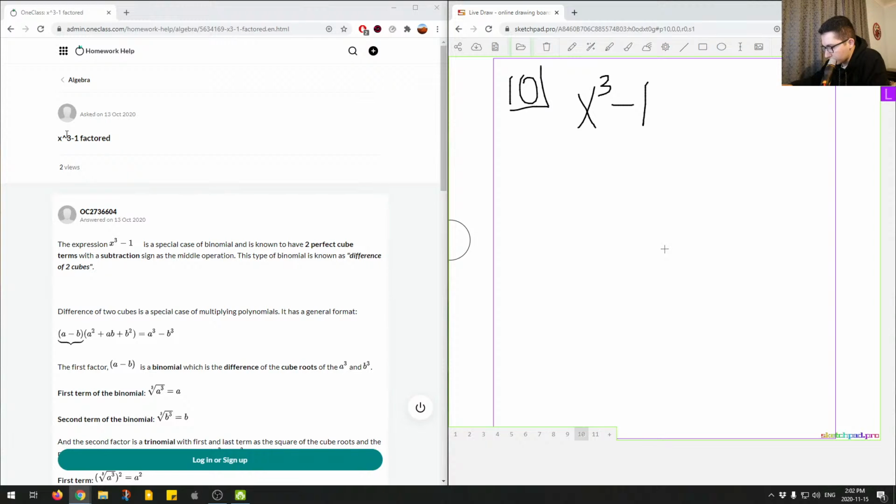Let me just use a different color. In this expression, we have the cubed over here. So we know the first term is cubed, but how come the second term is also cubed? Like, why is this cubed?